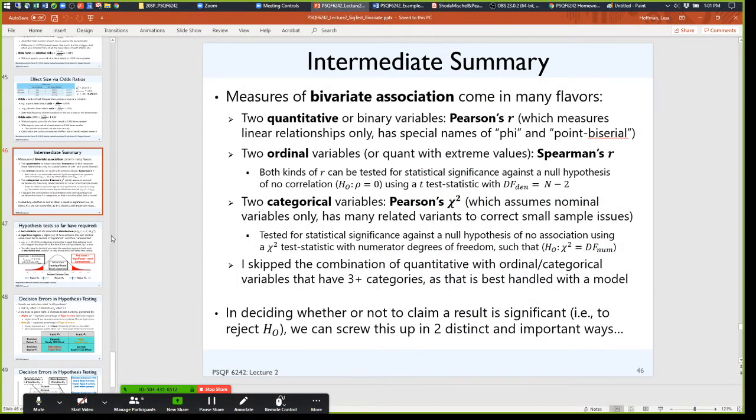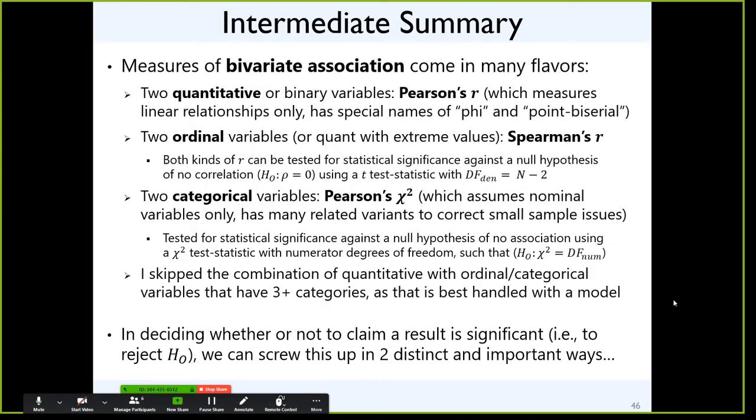Okay, we're back. Here's where I wanted to be. Summary on 46. So this is what we've done so far. Measures of bivariate association between quantitative variables, between ordinal variables, and between categorical variables. Any other combination is going to be optimally handled in a model. That's what we're starting next week. We're starting to model, getting really excited. This is where the cool stuff happens.